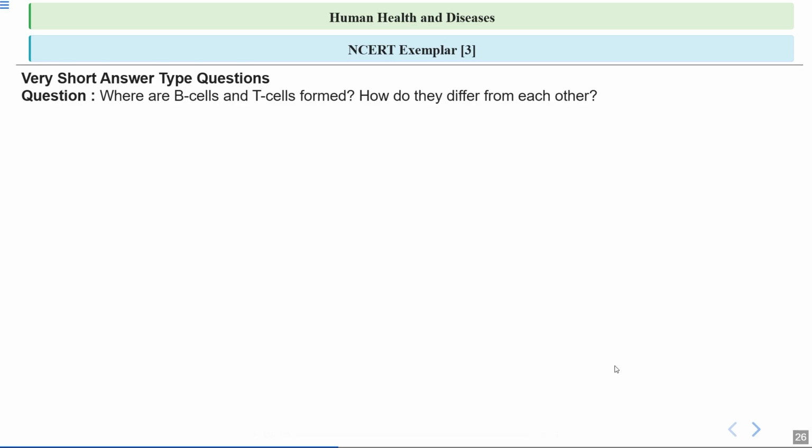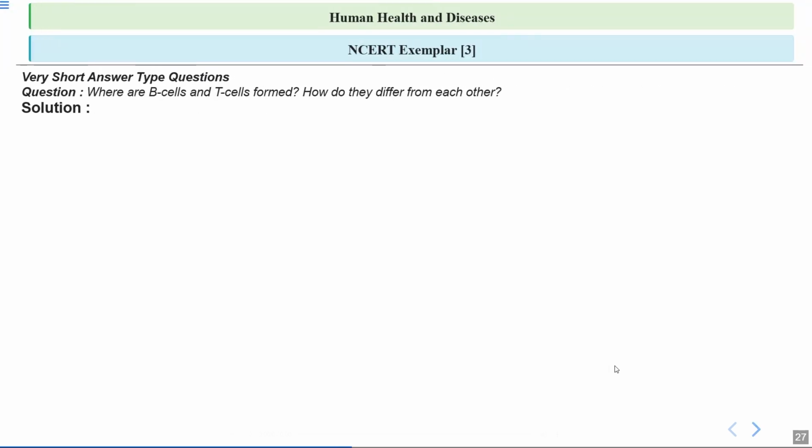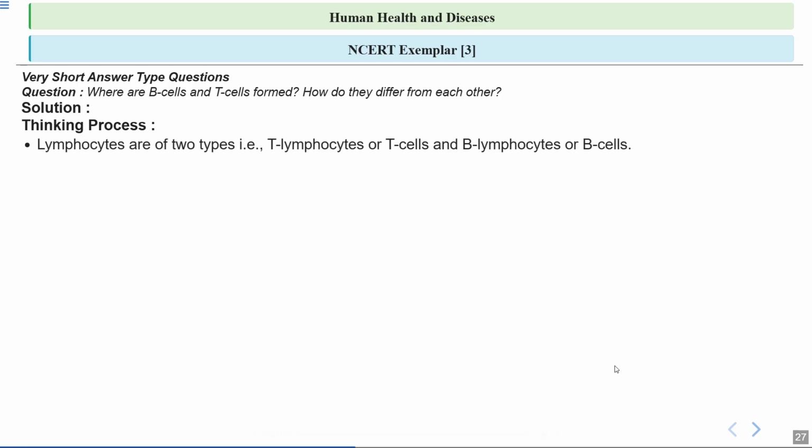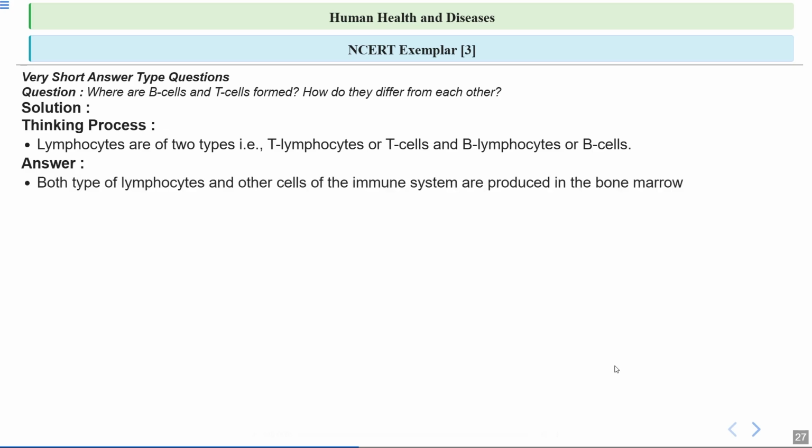Next question: where are B cells and T cells formed and how do they differ from each other? Let's have a look at the answer. First, have a look at the thinking process. Lymphocytes are divided into two main types: T lymphocytes, also known as T cells, and B lymphocytes, also known as B cells. Now, both B cells and T cells, along with other immune cells, are produced in the bone marrow.